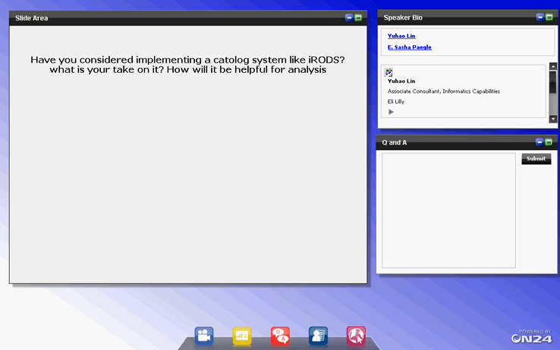All right, great. And here's the next question for you. Have you considered implementing a catalog system like iRODS? What is your take on it? How will it be helpful for analysis? Yeah, iRODS has been considered. I think it could be useful, although the part that it is arguably most famous for is integration of heterogeneous file systems. And that's not a big use case for us. We would be looking at it more for automating things, maybe metadata management, depending on how easy it is to manage that. So it's not clear if it's something we want to pursue, but we are looking at it.